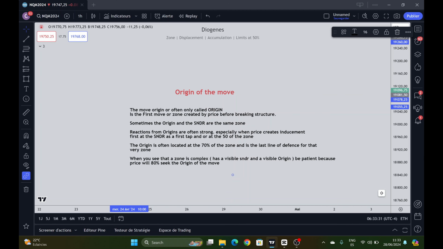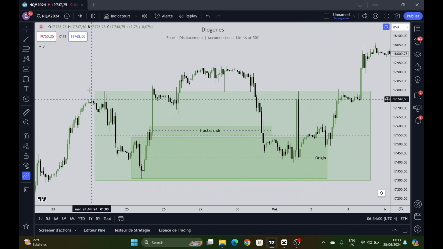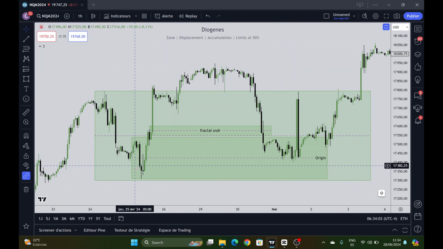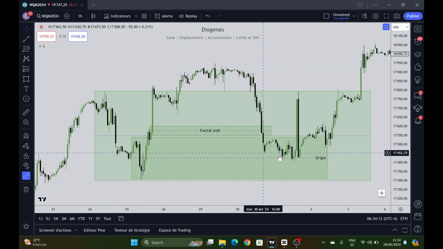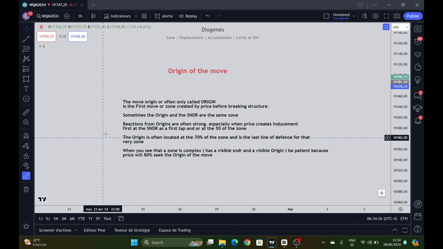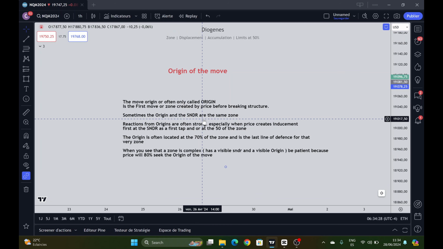Number 2, origin of the move. The move origin, or often only called origin, is the first move or zone created by price before break in structure. Example, we have this H1 zone, so the first zone that's created before validating the zone is our origin of the move. Sometimes the origin and the SNDR are the same zone. Sometimes price creates an origin of the move and flies with one huge candle to validate that zone.